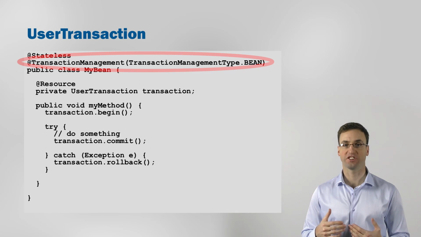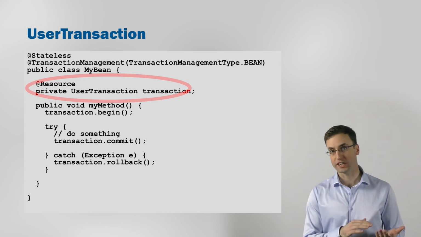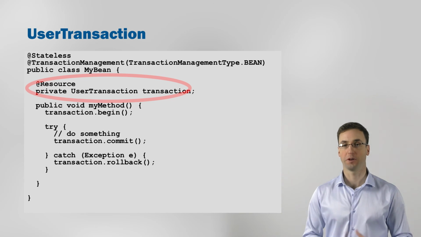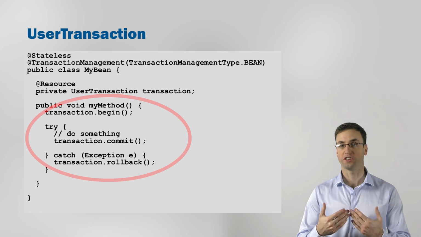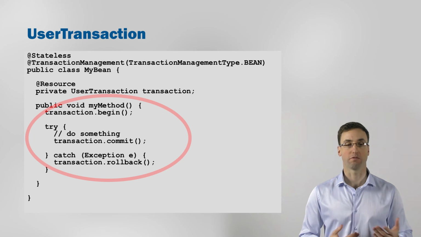Next, you need to get access to the user transaction interface. You can do this with dependency injection or JNDI lookup. Here, I've used the resource annotation to perform dependency injection. Once you've done that, you can just use the injected user transaction object directly to begin, commit, and roll back transactions.